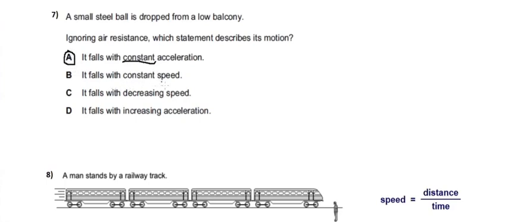It falls with constant speed. Whenever an object is falling down, the speed basically increases, so constant speed is not the answer. Option C, it falls with decreasing speed. As I just told, the speed is increasing in the downward direction. In the upward direction, it decreases. Here D is given, it falls with increasing acceleration. And acceleration should be constant, so it cannot be the answer. So option A is the answer.